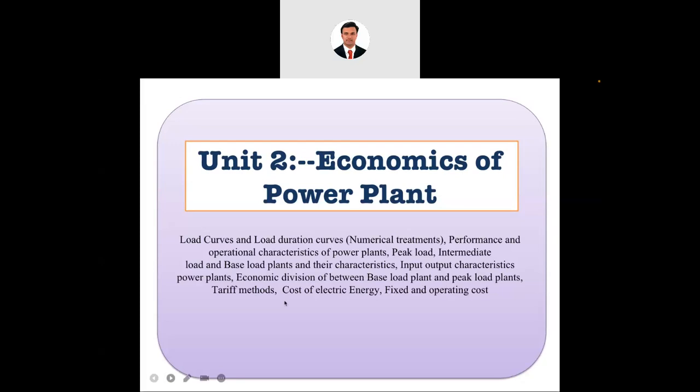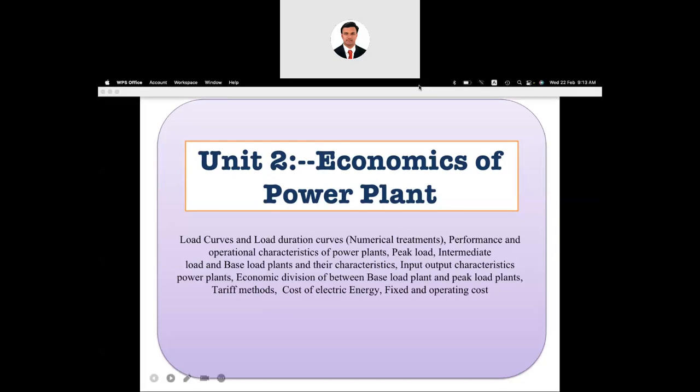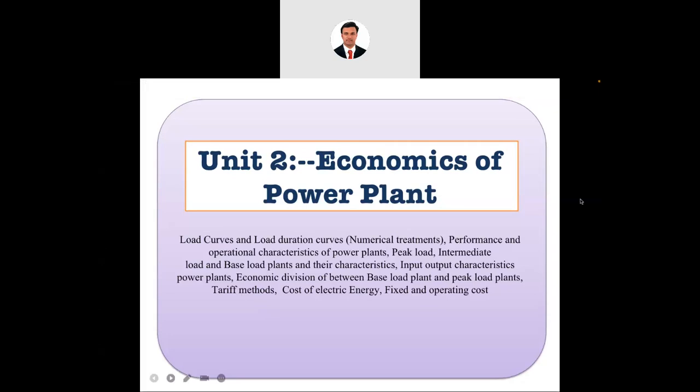Then the tariff methods. Whatever energy is sold to the consumer, the tariff, or cost, of that energy will be based upon different factors. Whenever we fix the cost of that energy per unit, we have to follow some methods, and those methods are called tariff methods. We are going to study those tariff methods also.